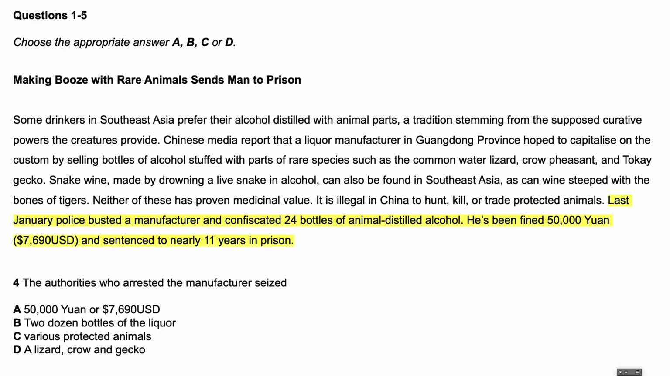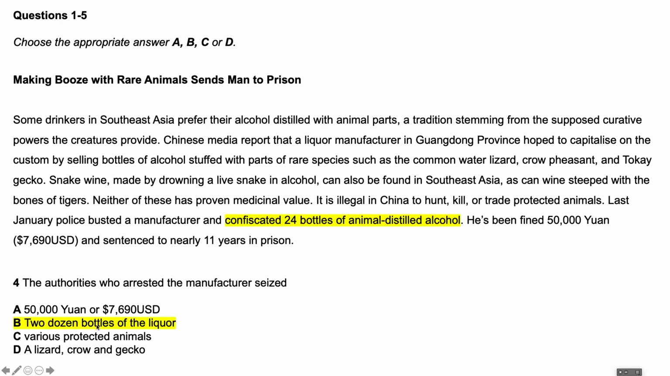Well, if we look here specifically, it says last January, police busted a manufacturer and confiscated. There's the synonym there, confiscated, seized. You can see the relationship between the meaning of these two words. 24 bottles of animal distilled alcohol. So more specifically, they confiscated 24 bottles. What's another way of saying 24? Well, this is a little bit tricky, and hopefully IELTS won't do this to you, but sometimes they do things like this. 24 is the same as 2 dozen.